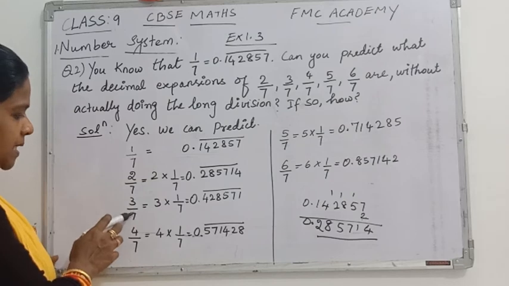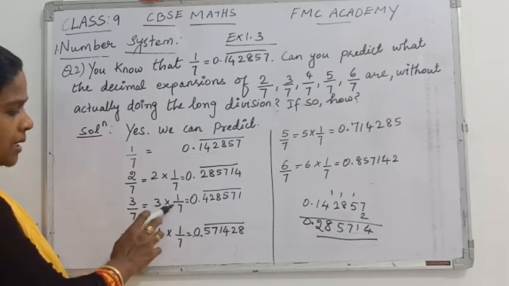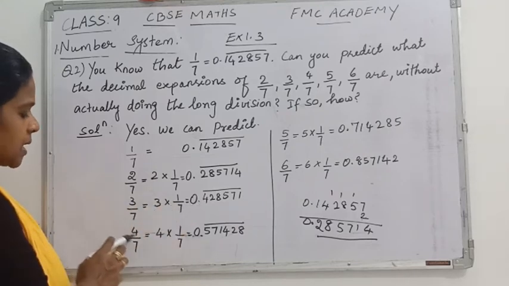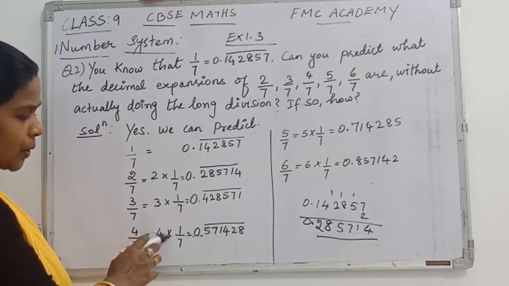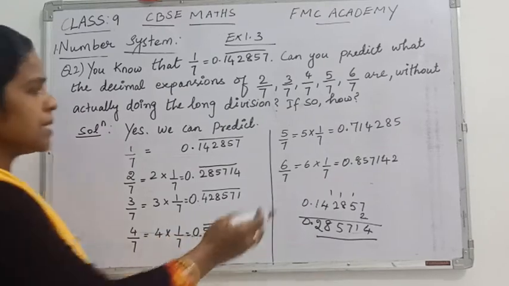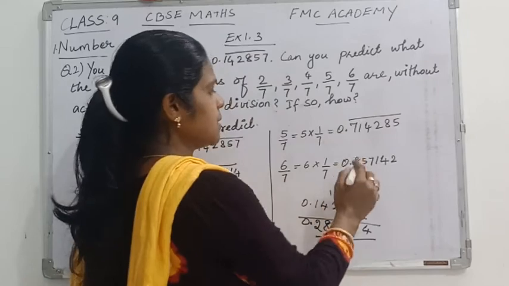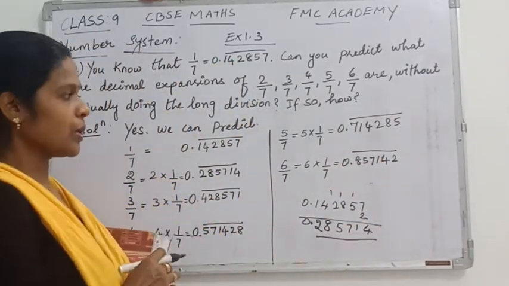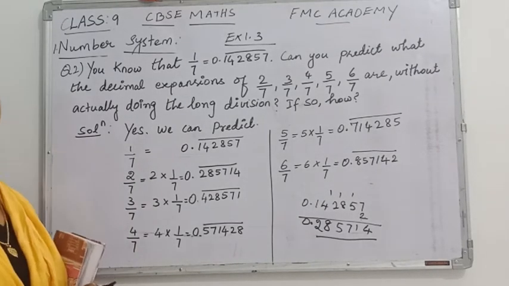That is, 3 by 7 we can write as 3 into 1 by 7. We multiply this 1 by 7 value with 3 and you will get the answer. Same way, 4 by 7 we can write as 4 into 1 by 7, multiplying the value of 1 by 7 with 4. Same thing with this also: 5 into 1 by 7, then 6 into 1 by 7. That's it. Very, very simple sum. I think all of you understood. Just note down the sum, and let's move to question number 3 now.